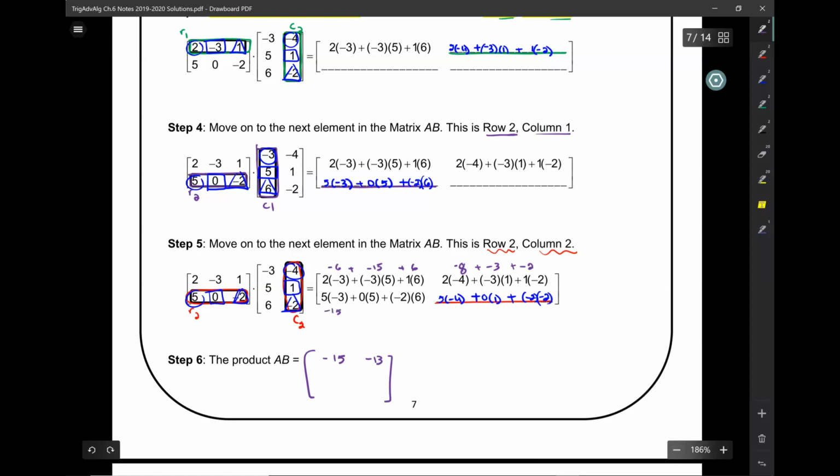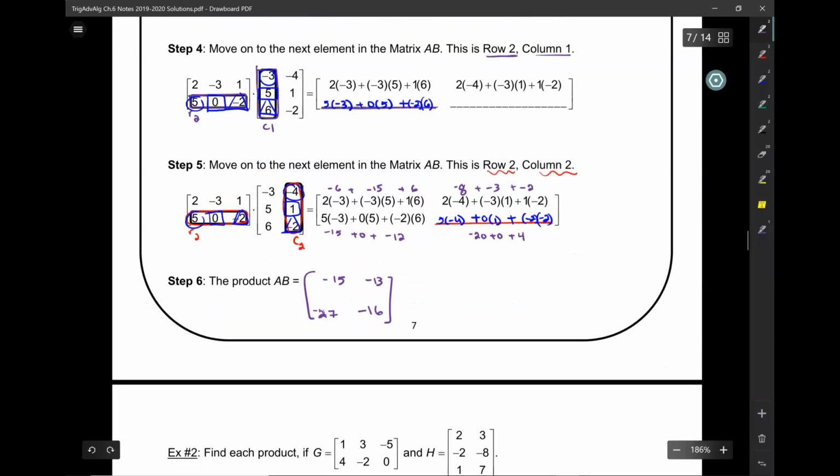Here I have negative 15 plus 0. Love it when we get zeros. Plus negative 12. That's negative 27. And last but not least, negative 20 plus 0 plus 4, negative 16. And that's the product. Okay? All right, let's do one more, but we're not going to take this long for it now, okay? I'll show you how to do it more efficiently.